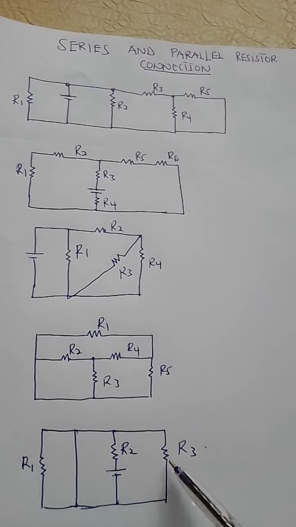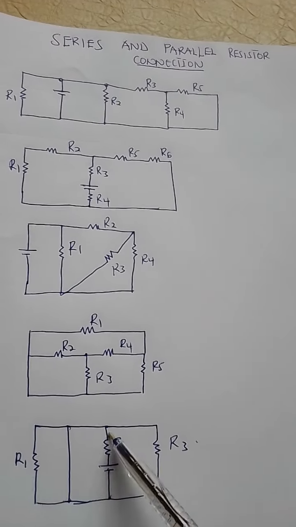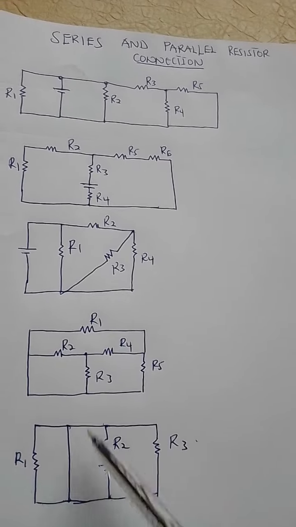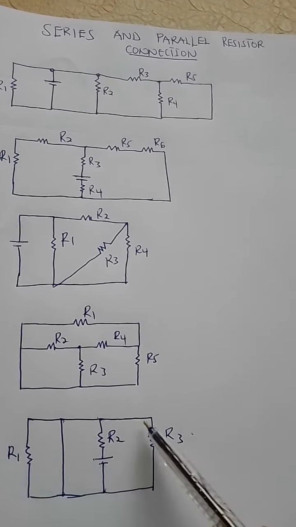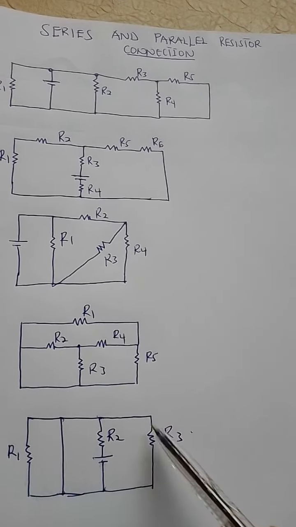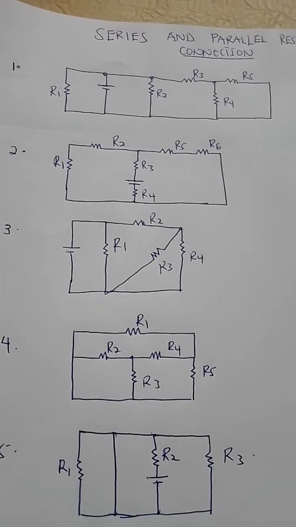What about R1 and R3? R1 and R3 has a lot of nodes in between them. But if I traverse through their paths, I'm not meeting any other elements here. Therefore, I can say that R1 and R3 rather are in parallel.